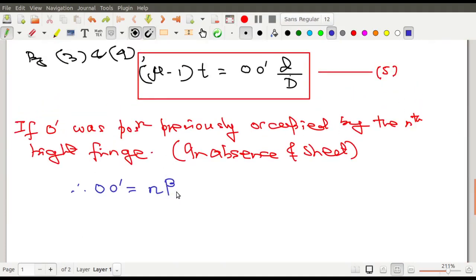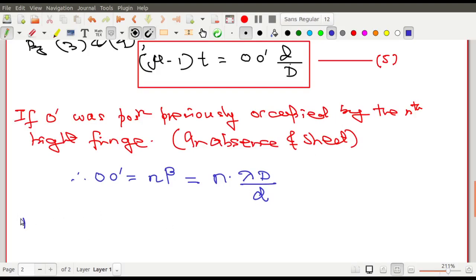কি পারি তো নাকি? Definitely we can do so, বুঝতে পারলে. And n beta can be again written as n lambda capital D by small d. So if I plug in equation 5, তাহলে 5 থেকে আমি এরকম কিছু একটা পেতে পারি, mu minus 1 into t, I can write it to be n beta small d by capital D.